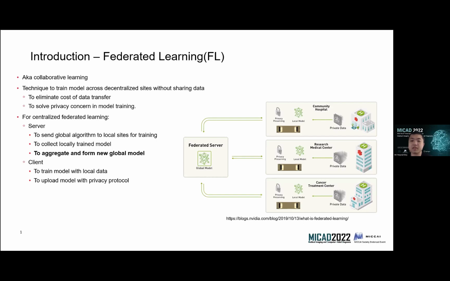The figure shown in this slide is a common type of federated learning called centralized federated learning, where there are clients training models with their local datasets, and there is a server collecting local models and aggregating them into a global model for all clients. One thing worth mentioning is that the server does not need access to any of the clients' data. What it needs is only the trained model encrypted with a privacy protocol.